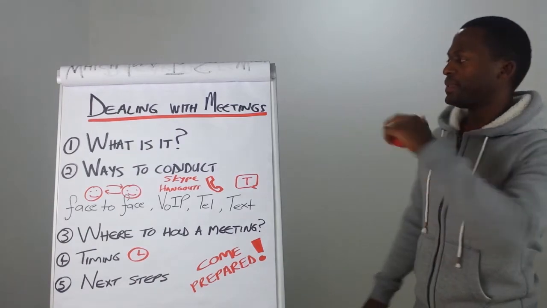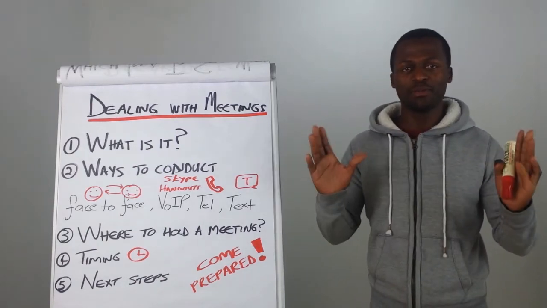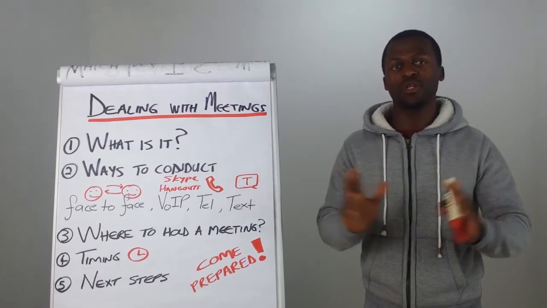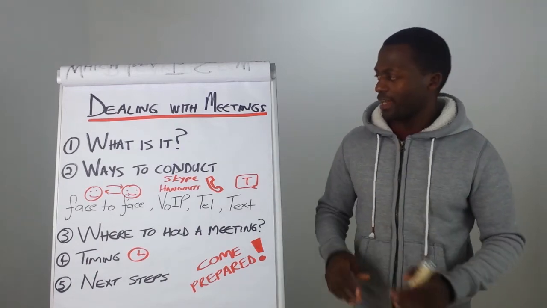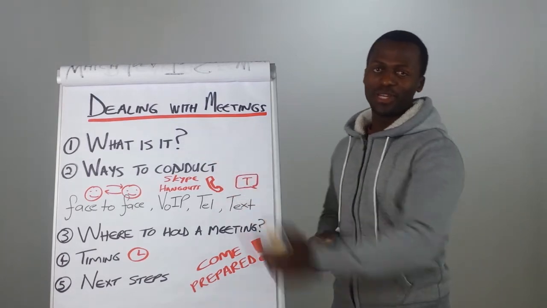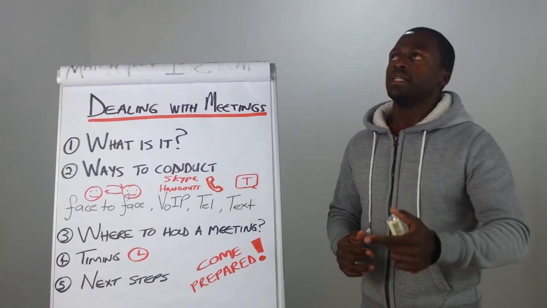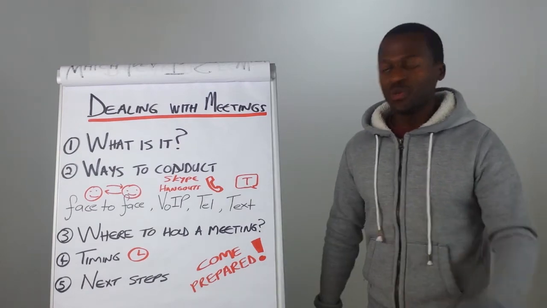Okay, to sum up, dealing with meetings. A meeting is when 2 or more people come together to discuss something of interest to them. That thing is normally called an agenda. So make sure that you have an agenda for whatever meeting that you organize or you attend.